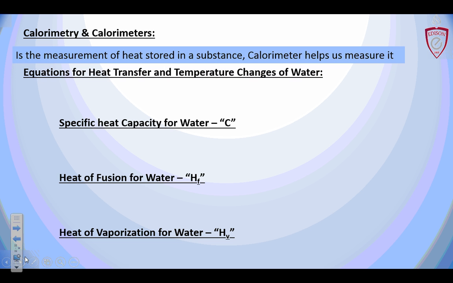We like to give you background information about calorimetry and calorimeters. What are these things? Calorimetry is basically just the measurement of heat in a substance, the process of measuring stored energy. And the calorimeter is that specific piece that helps me detect that. That's your tool.